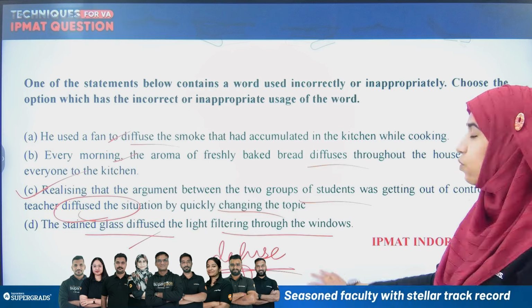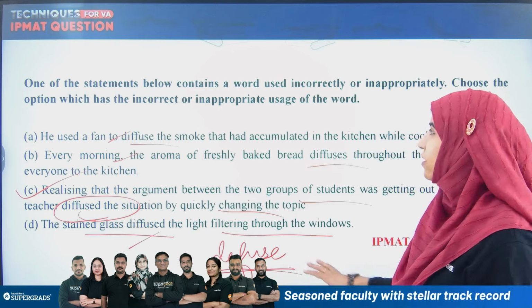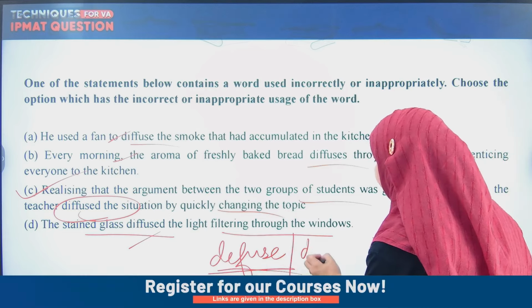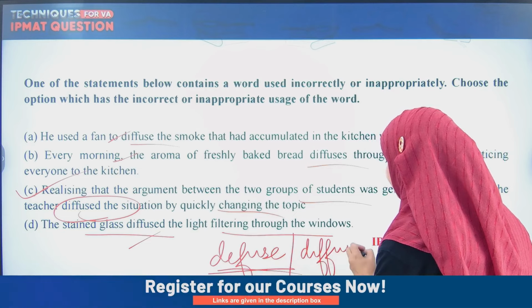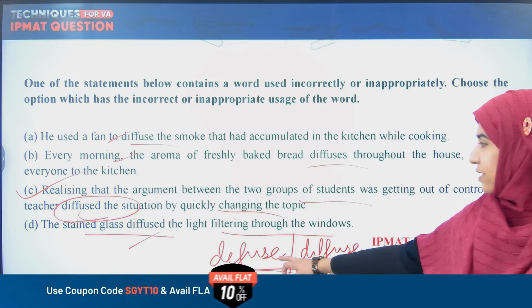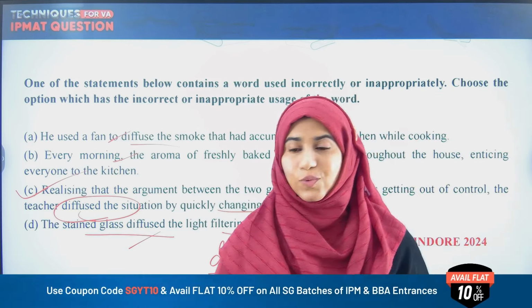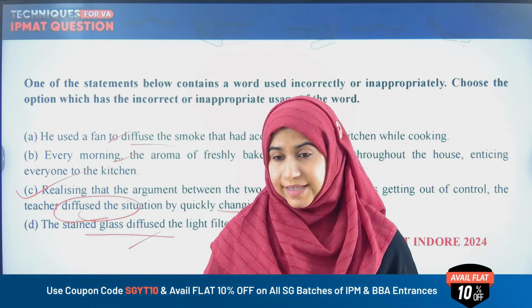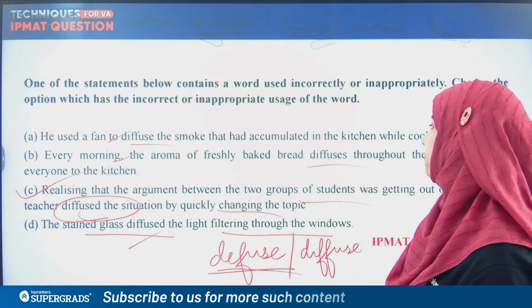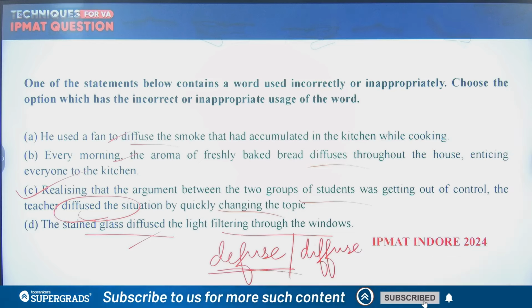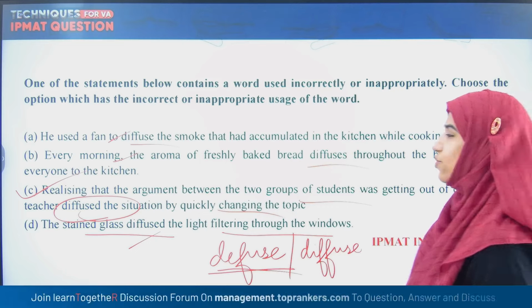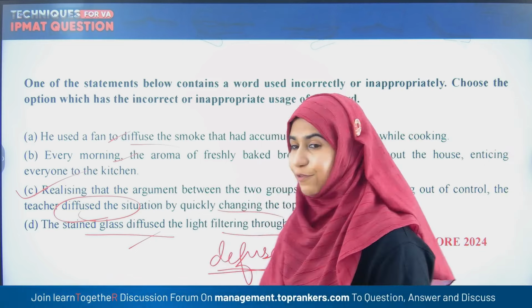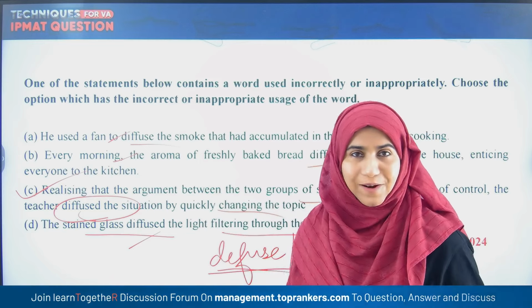Actually, the examiner wanted to check this, right? उनको यही check करना था कि do you know the difference between diffuse and diffuse? So coming to this diffuse, this means making a situation less tense or less dangerous. That's what the teacher precisely did. When two groups of students were into a fight, the teacher controlled the situation, diffused the situation. And to diffuse is to spread or scatter around.